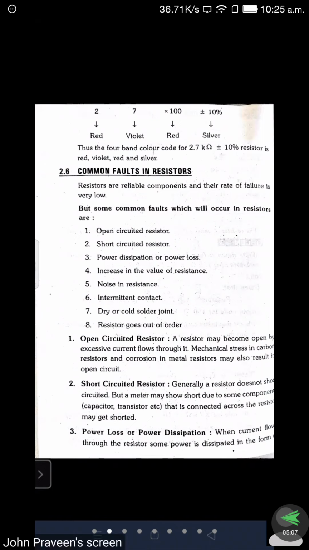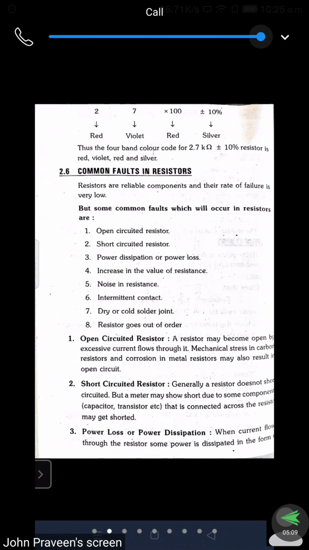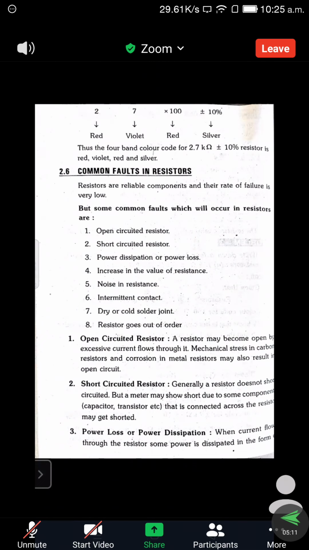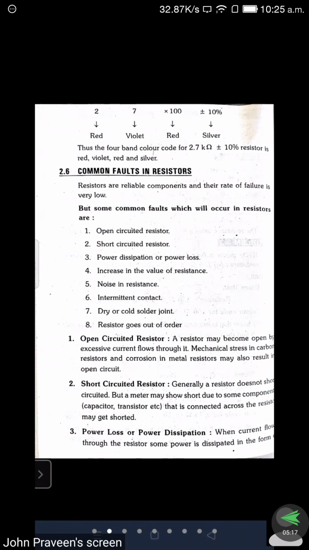So the heat produced by the heating material will be much greater. That also affects the resistance value. If you are using a cold joint, which is nothing but soldering paste applied on the resistor and then used as a joint, that type also affects the performance.